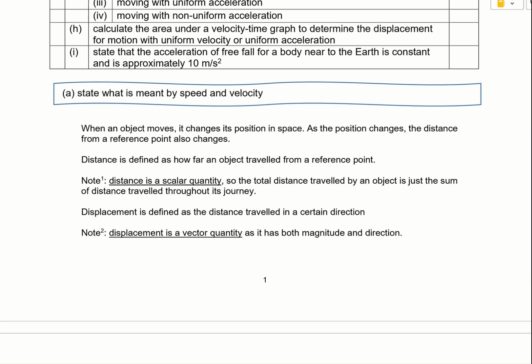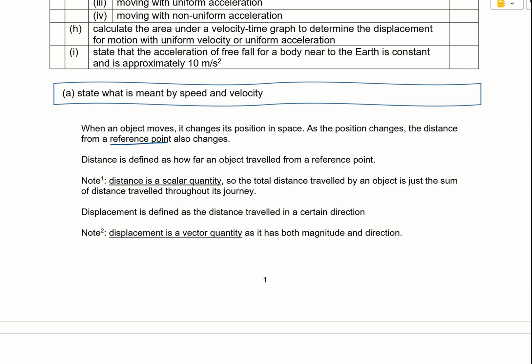Okay, for this video, I'll be going through Chapter 2 Kinematics, Success Criteria A. Now, state what is meant by speed and velocity. Okay, so when an object moves, it changes its position in space. As the position changes, the distance from a reference point also changes.